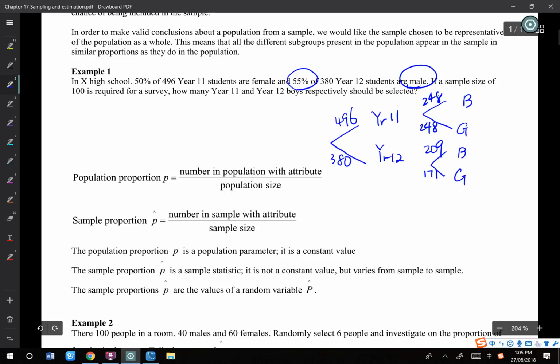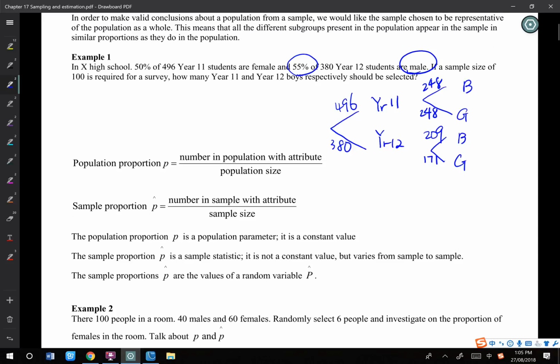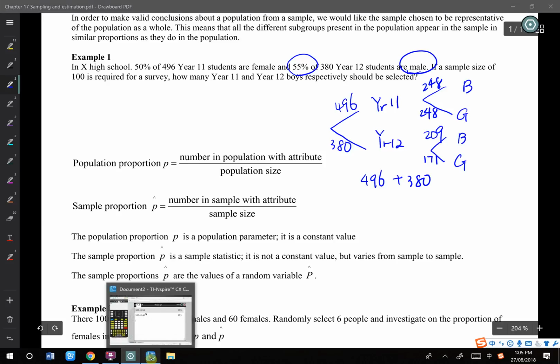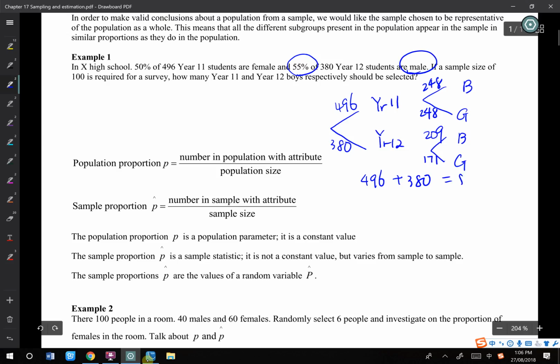Okay, so this is the separate year 11 boys, year 11 girls, year 12 boys, year 12 girls. How many students are there in total for the two year levels? 496 plus 380 is 876. That's the total number of students in the school.